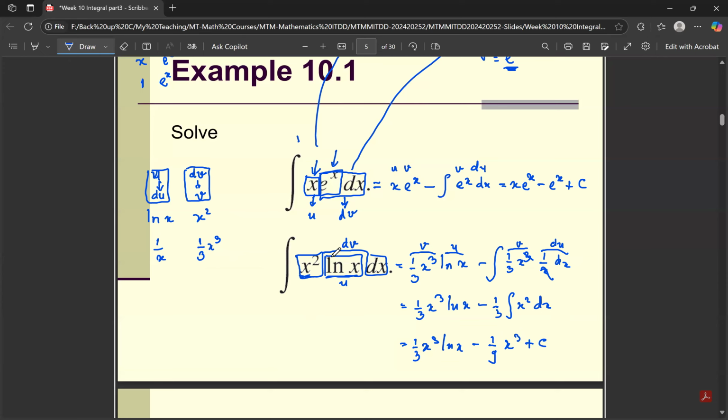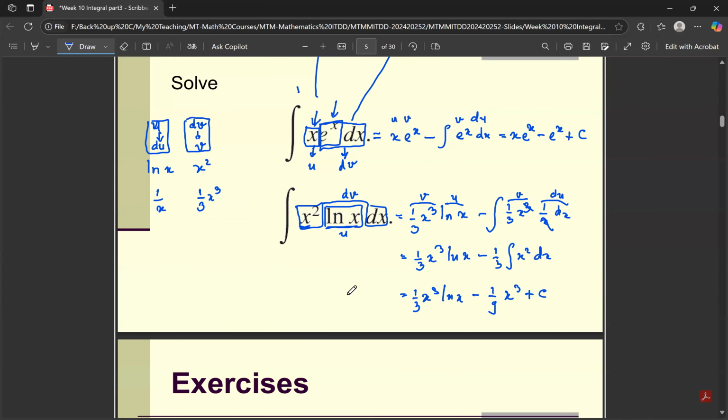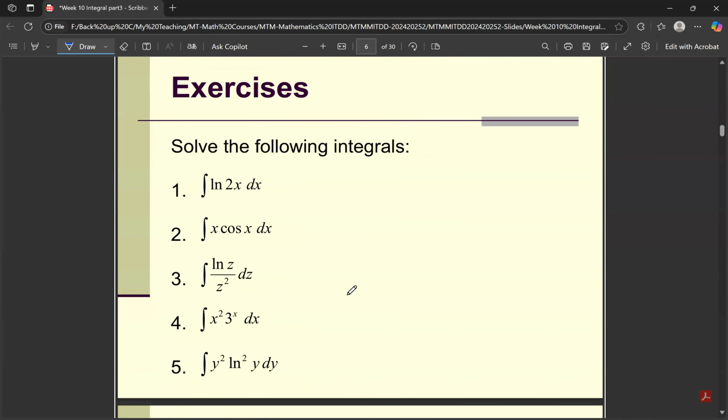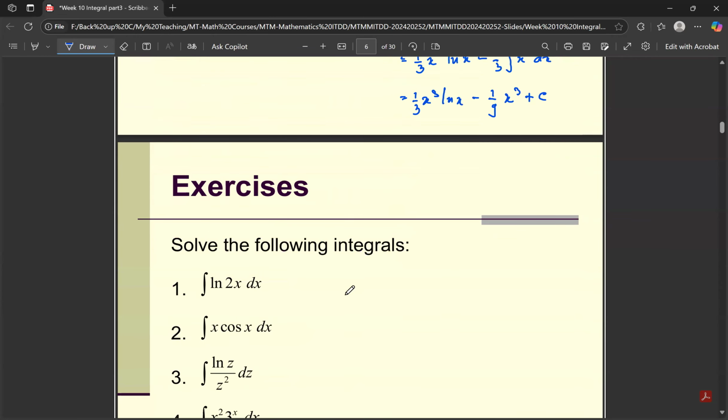So this is the example 10.1. Now we have some exercises, and I will make it quick for you and look at how to solve it. Here I write the solution of number one. This is u, and this is v, isn't it?